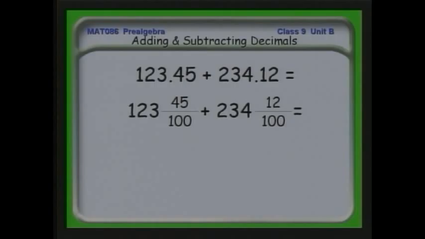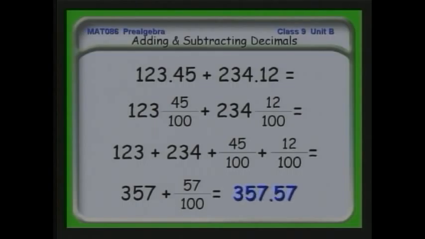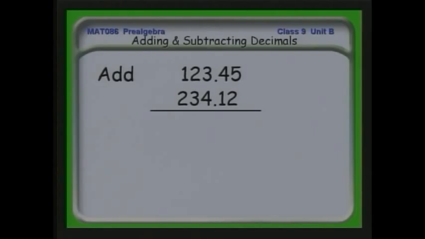We can change the order of addition so that we're adding the whole numbers and then adding the fractions. When I do this, I find I have 357, and fortunately both of those fractions have the same denominator, so I can just add them. I have 357 and 57 100ths, or expressing that as a decimal, I have 357.57. What does that tell us?